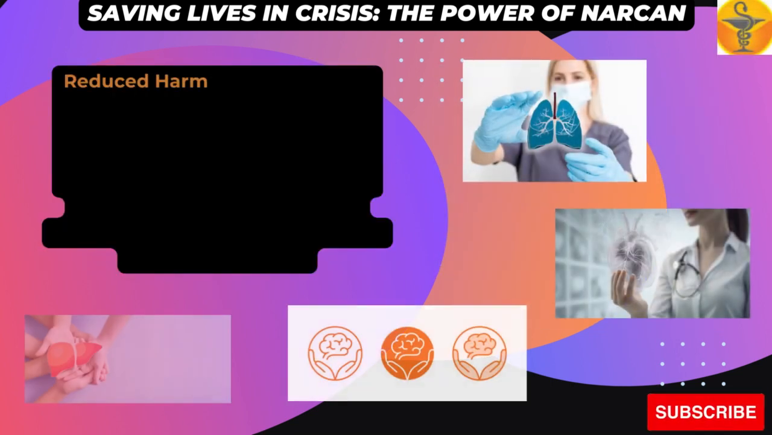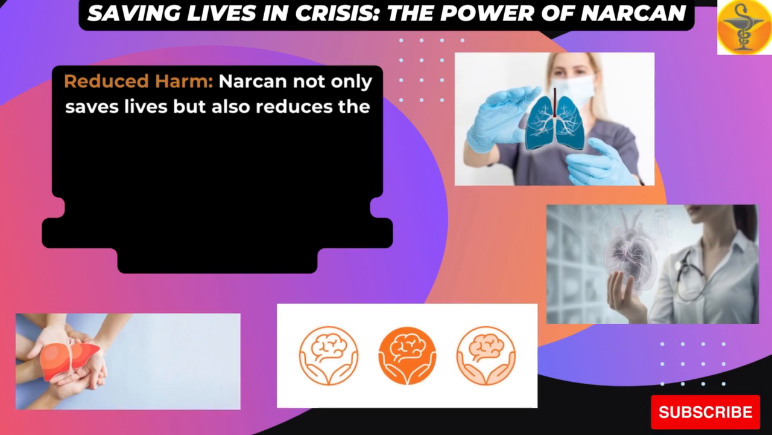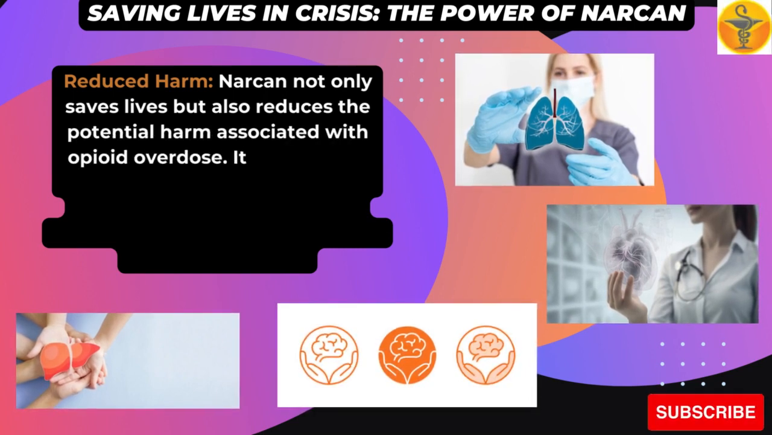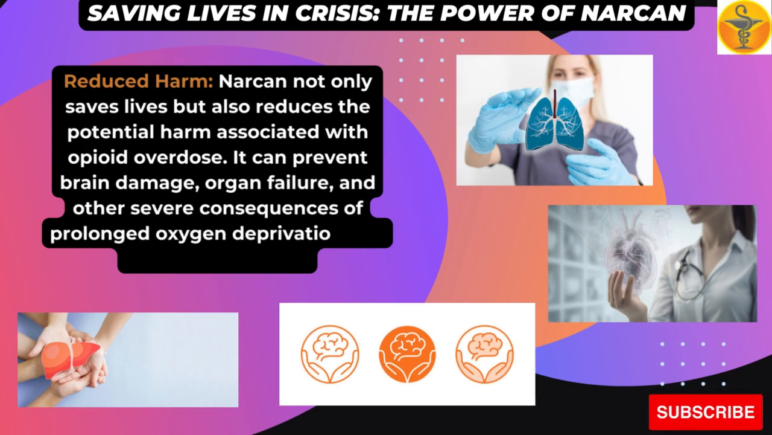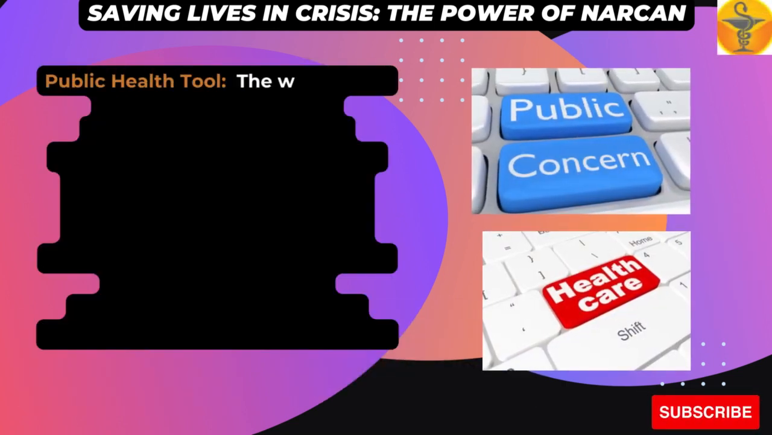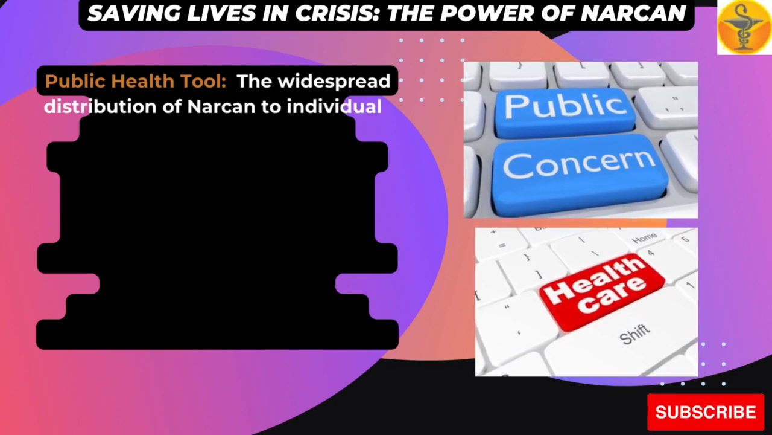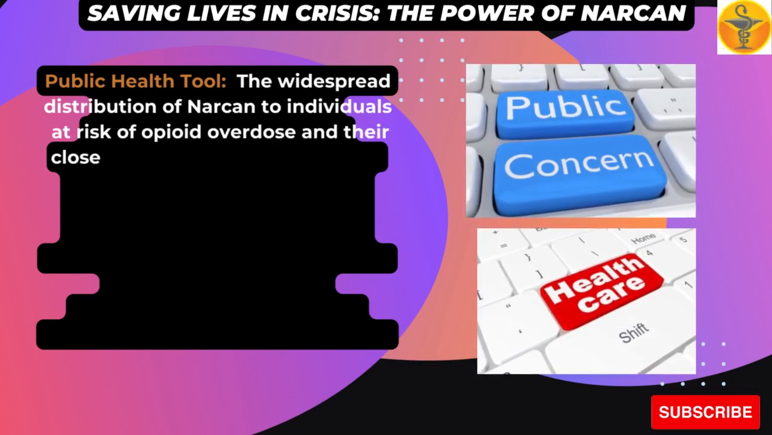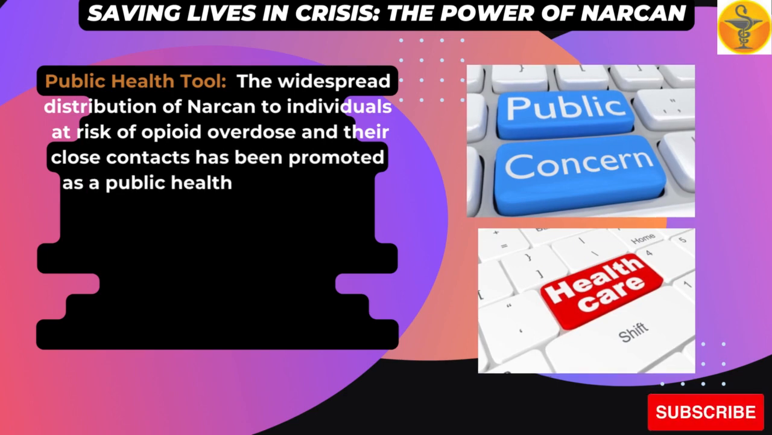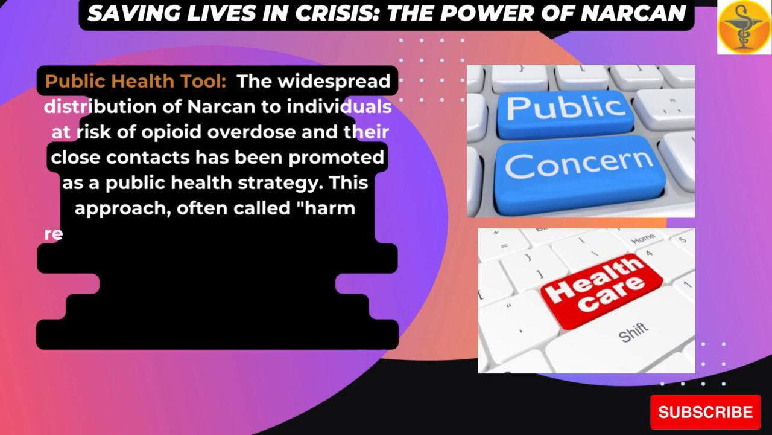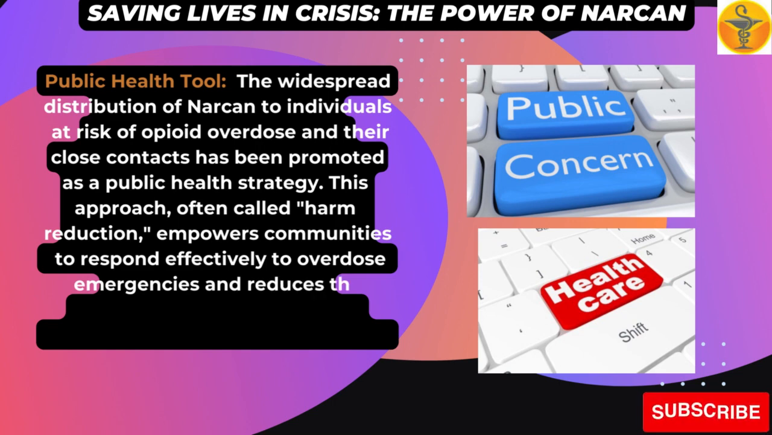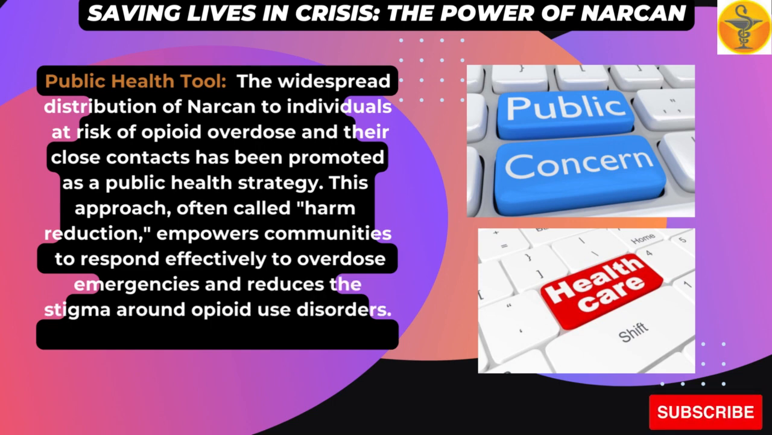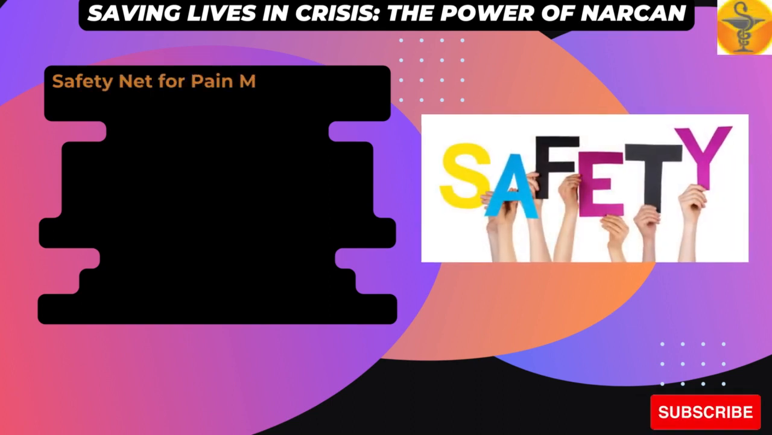4. Reduced harm. Narcan not only saves lives but also reduces the potential harm associated with opioid overdose. It can prevent brain damage, organ failure, and other severe consequences of prolonged oxygen deprivation due to opioid overdose. 5. Public health tool. The widespread distribution of Narcan to individuals at risk of opioid overdose and their close contacts has been promoted as a public health strategy. This approach, often called harm reduction, empowers communities to respond effectively to overdose emergencies and reduces the stigma around opioid use disorders.